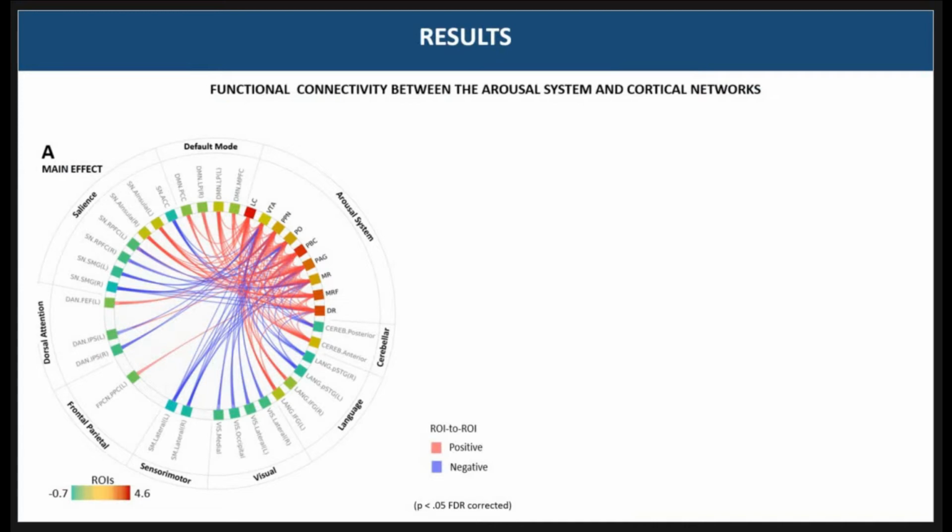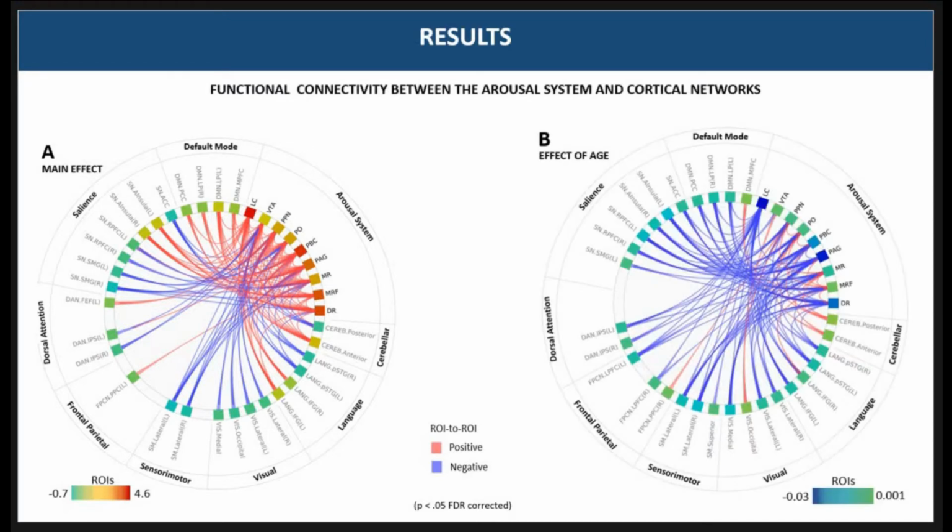Now, starting with the results, this is the functional connectivity ring of the arousal system, and we found that the arousal system is widely connected to several cortical networks, with positive connections to the default mode network, insula, and inferior frontal gyrus, and negative connections to other regions of the salience network, apart from the insula, and the visual network.